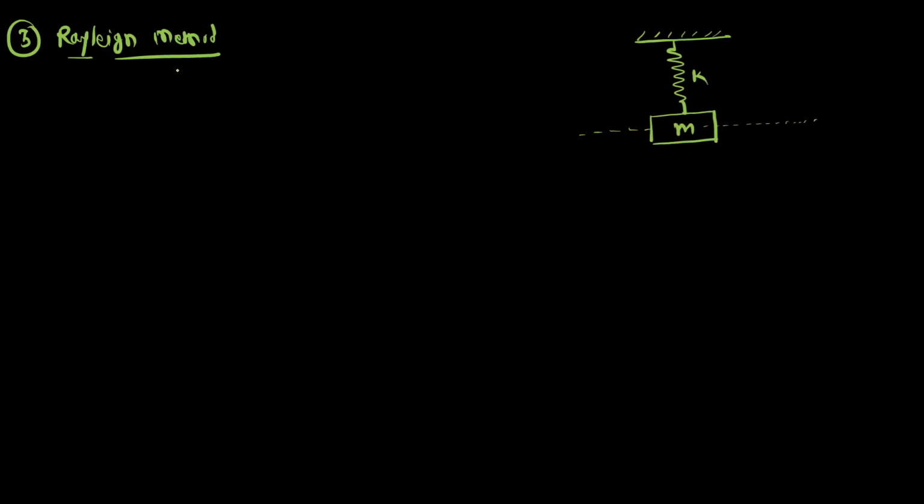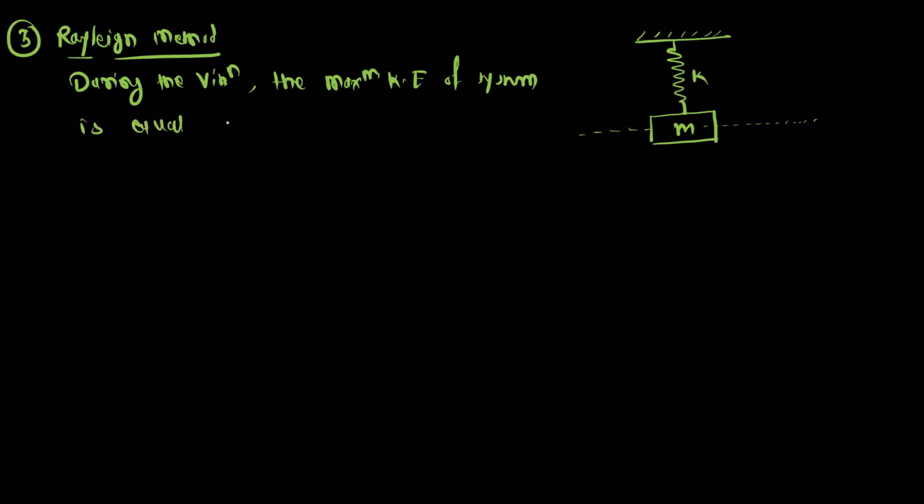So what the Rayleigh's method says, during the vibration of a spring mass system, the maximum kinetic energy of the system is equal to maximum potential energy. Okay, so its equation is kinetic energy maximum, this is equal to potential energy maximum.